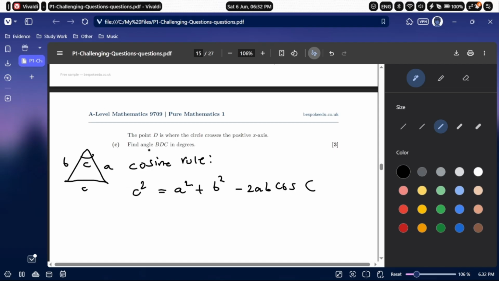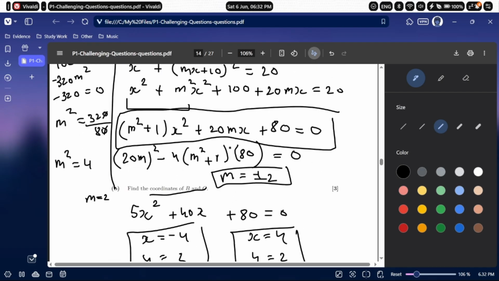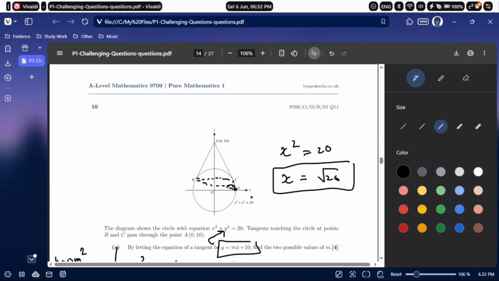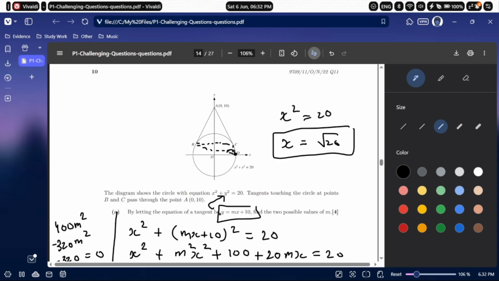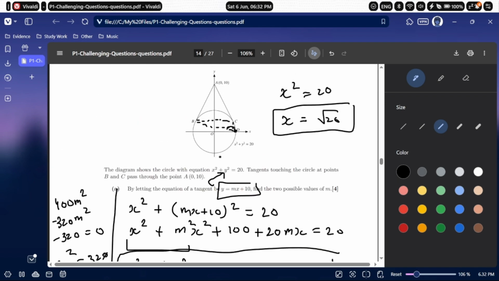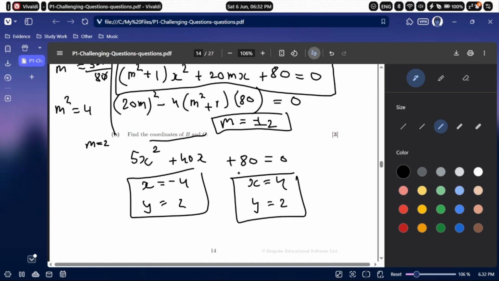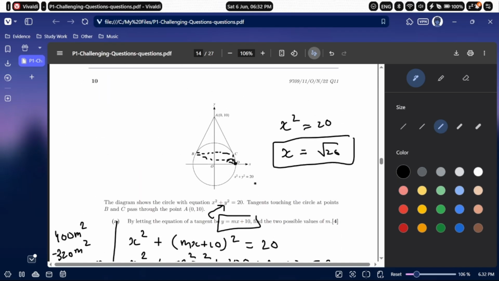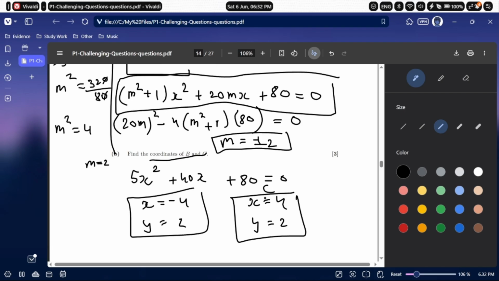So you have to find out BDC in degrees, right? Let me just note all the three coordinates first, and then we can find out the respective lengths. So D is root 20 comma 0. Apart from that, you have C and B. C is 4 comma 2.